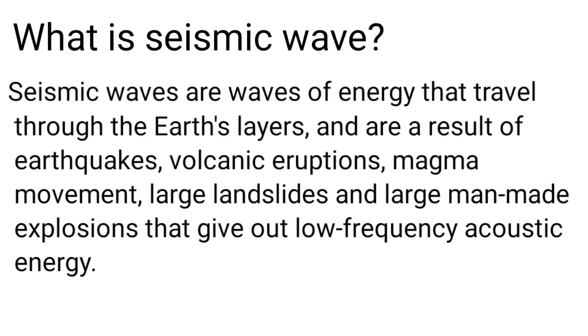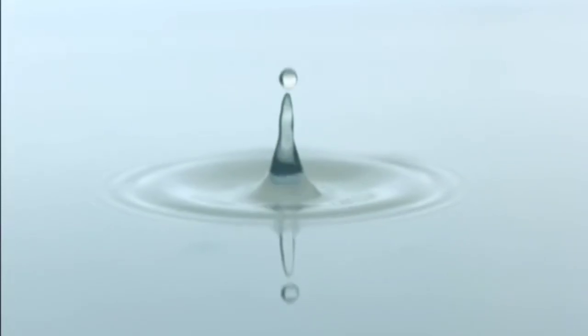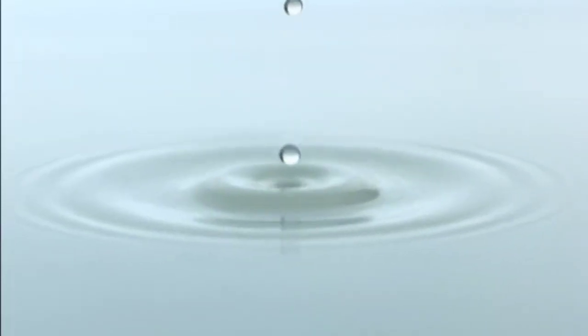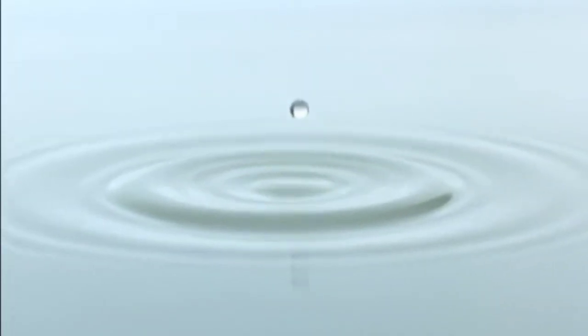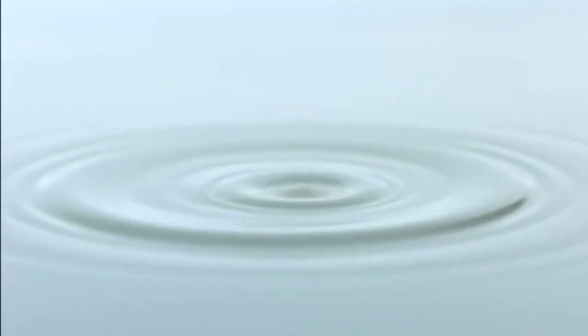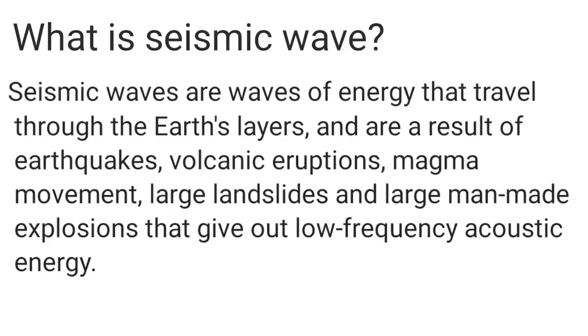First, we should know what seismic waves are. The waves of energy which are formed during an earthquake, volcanic eruptions or landslides are known as seismic waves. In this video you can see a series of waves formed when a droplet hits still water. The same thing happens when an earthquake occurs. A series of waves are formed during the earthquake, and they travel in the different layers of the earth.